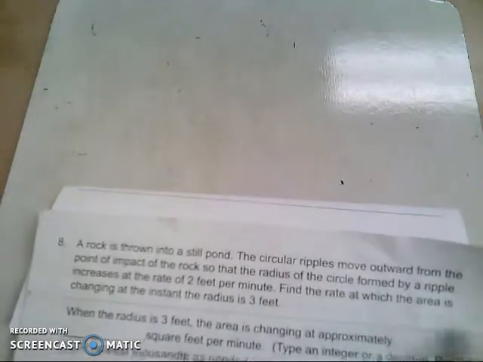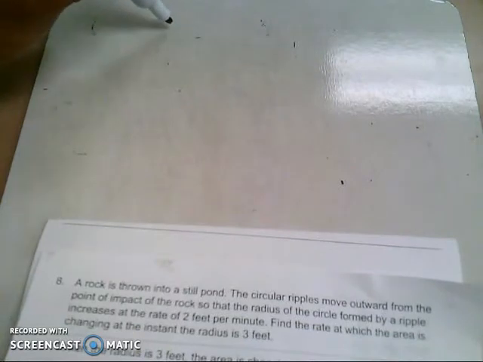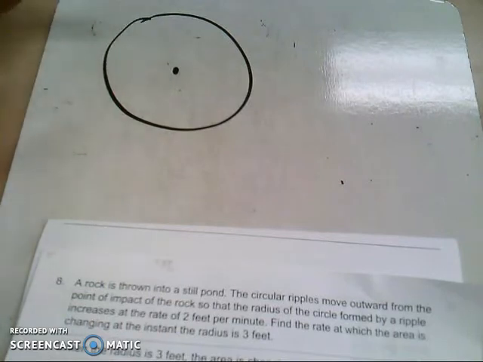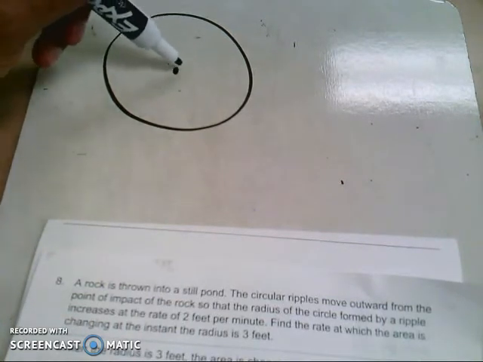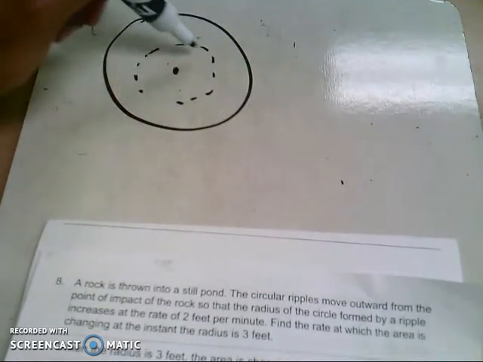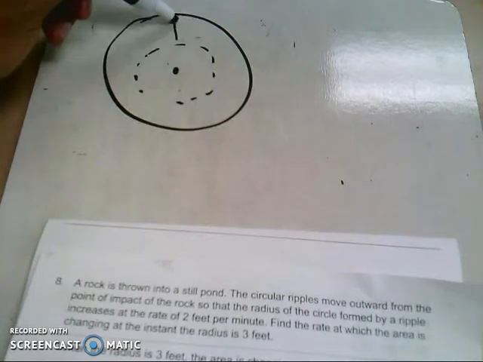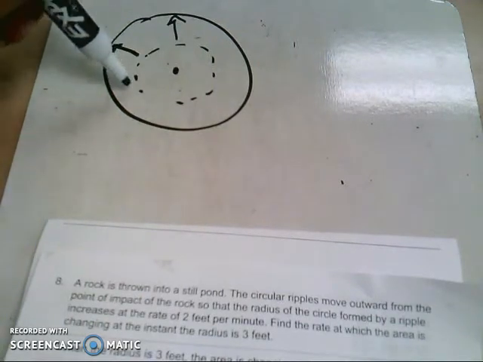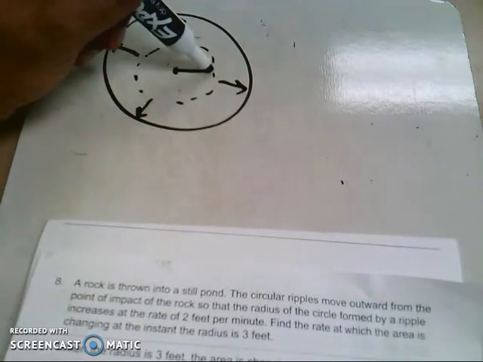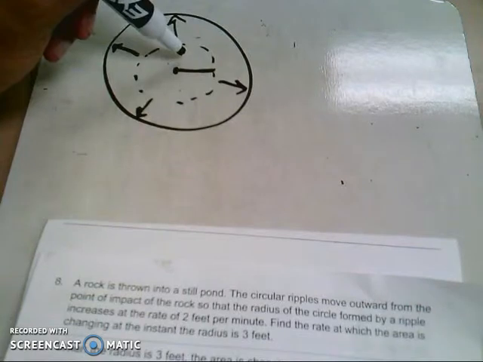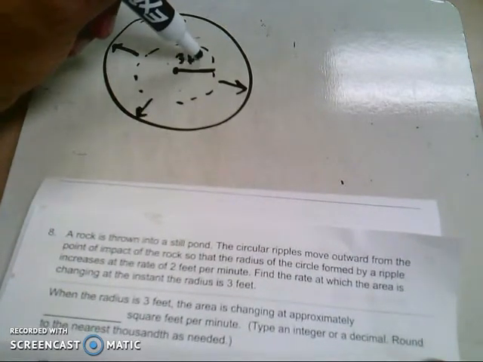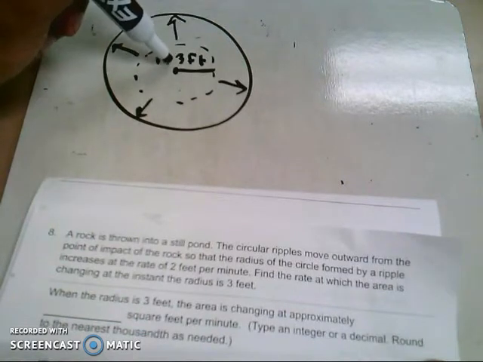So just as an illustration of what's going on, you have a pond here, and then you have a rock that's thrown into the pond. And emanating from where the rock makes its splash are ripples that go out and form circles as they go outward from the center of impact. So it's telling us that the radius of our circle in the context of the problem in this instant is 3 feet. So R here equals 3 feet.